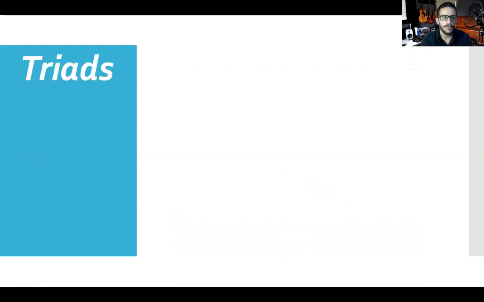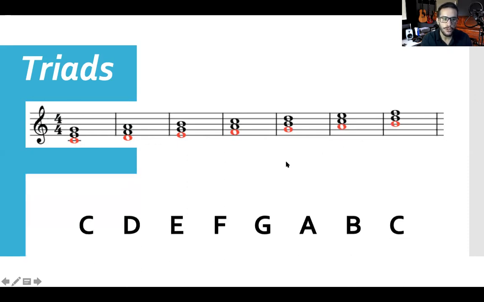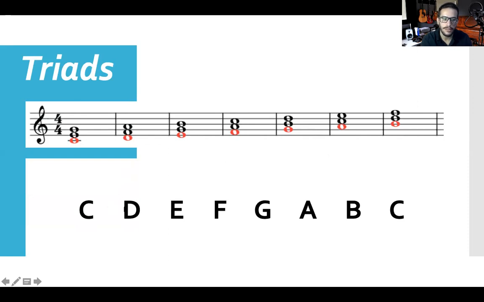Moving on. So let's say, for example, that you have the C major scale here in red. Okay, every note in red is going to be the note of the C major scale. You have C, D, E, F, G, A, and finally B. Here you have the notes of the C major scale. To make triads out of every note that we have, we simply are going to stack 2 more notes on top of each note of the C major scale.